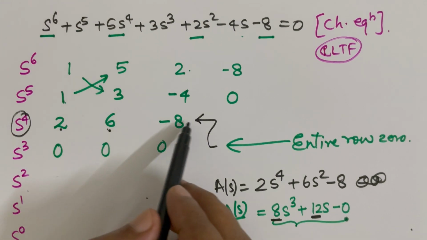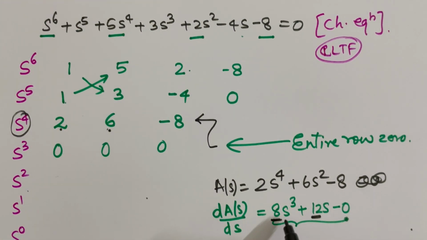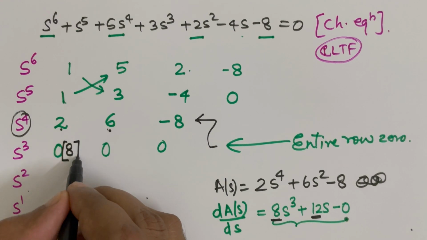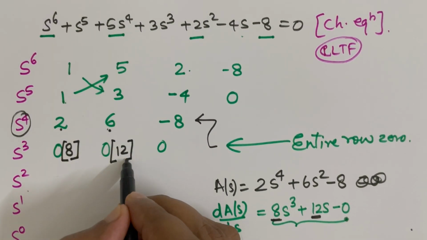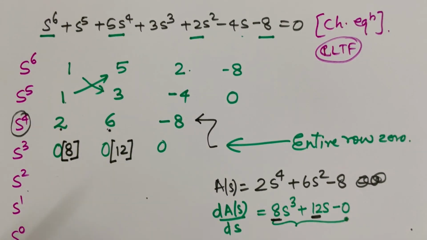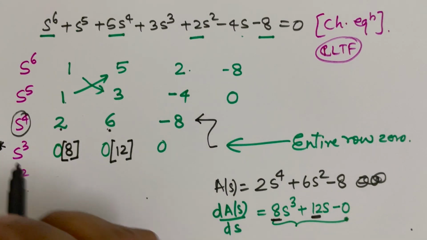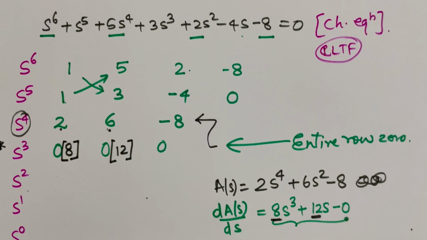So we have taken the auxiliary equation of this row. Now we'll just replace these 0, 0, 0 with these values. So we'll write in the bracket, this value should be 8 and this should be 12, and this is by default 0. We'll also mark it with a star because here we have used the auxiliary equation condition and then we have found the constant value.